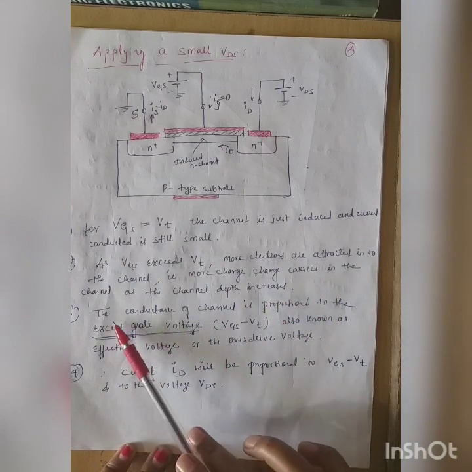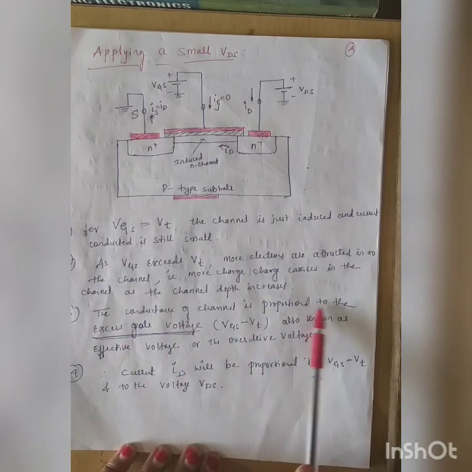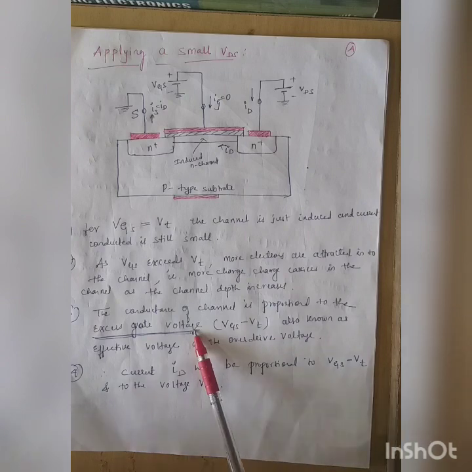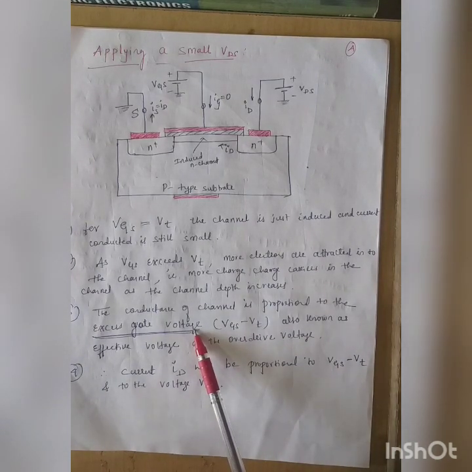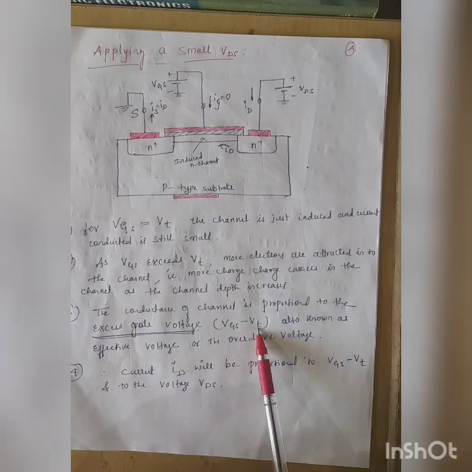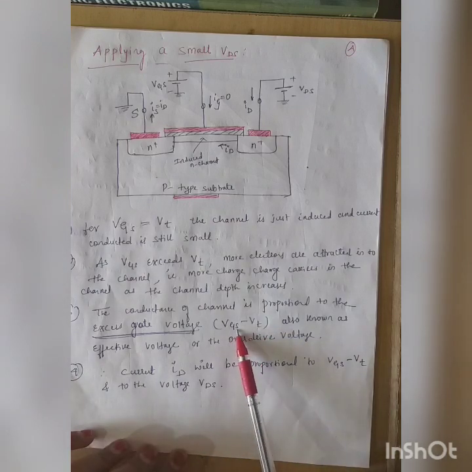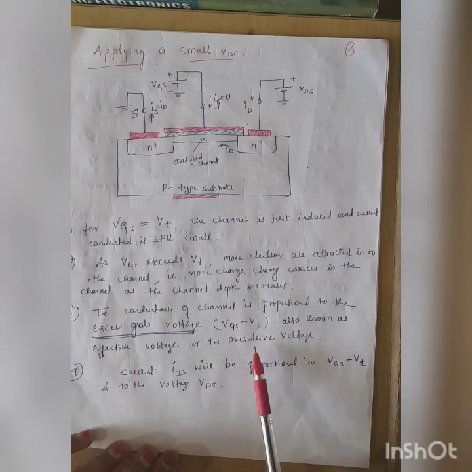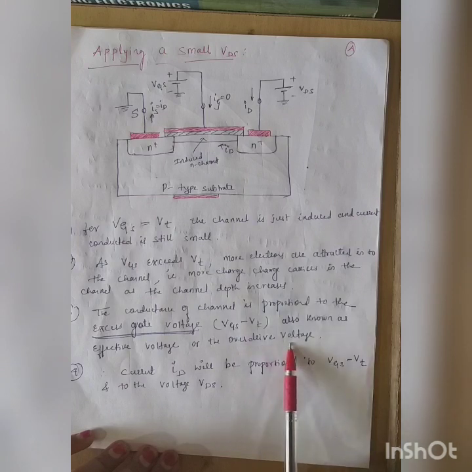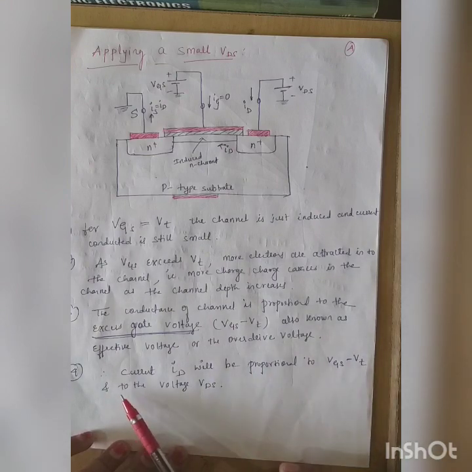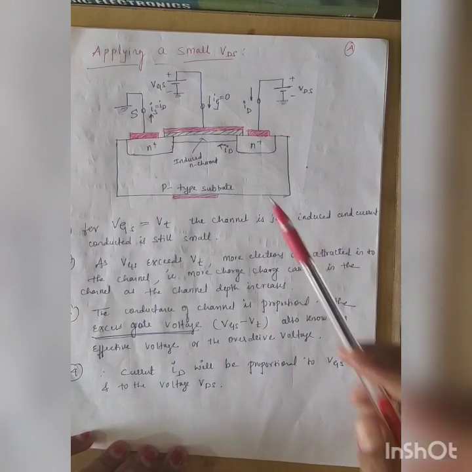So we say the conductance of the channel is proportional to the excess gate voltage. Up to VT it is not conducting. Above VT, whatever we are providing, it is proportional to that. That is denoted by VGS minus VT. So the conductance of the channel depends on what voltage? VGS minus VT, which is also known as the effective voltage or the overdrive voltage. So the current ID will be proportional to VGS minus VT and of course to the voltage VDS.